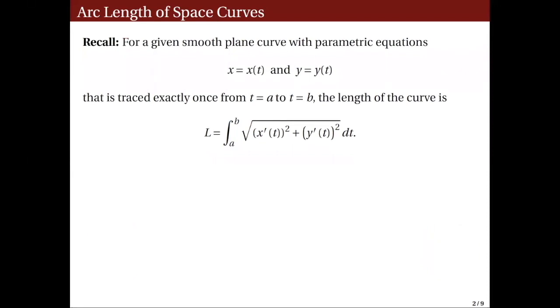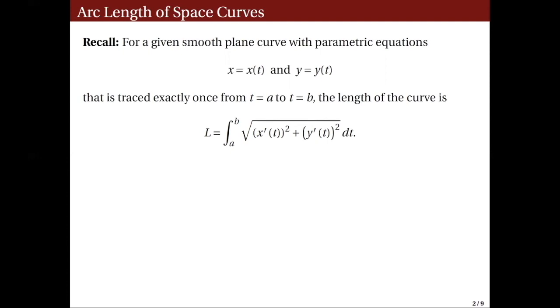Recall that in two-dimensional space, a given curve can be parametrized by a pair of equations, x equal to x of t and y equal to y of t. Now, if we take a particular interval for t, say t equal to a to t equal to b, we can compute the length of the arc on the curve on that interval. It is given by the integral from a to b of the square root of x prime squared plus y prime squared. Note, however, that we can use this formula only when the curve satisfies two conditions.